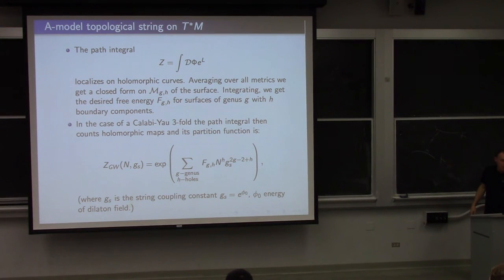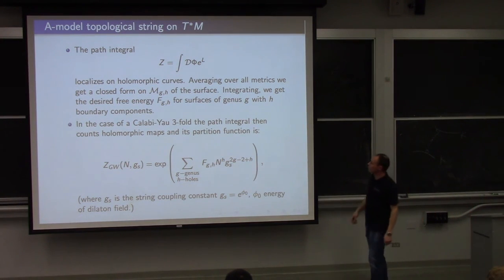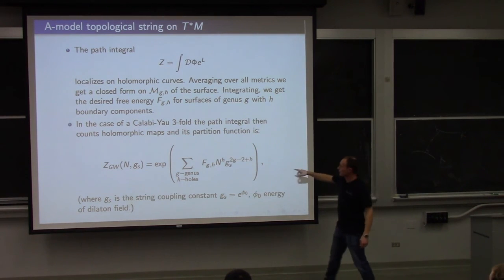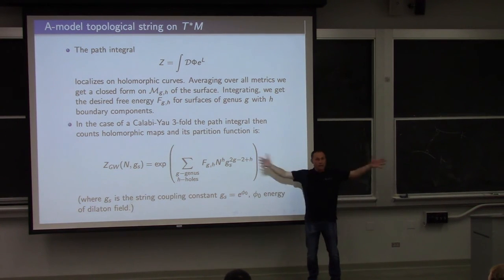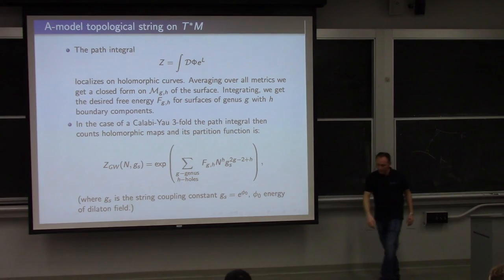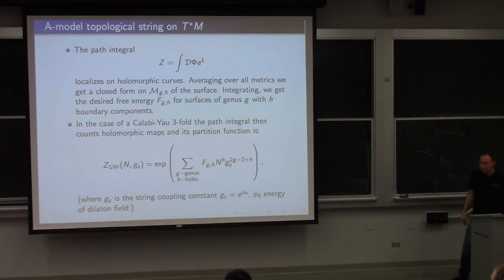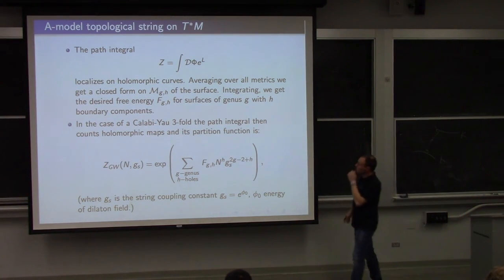Are these curves allowed to be disconnected, or are they connected only? So when I take the exponential, I guess this means I count the exponential. Then I count all the disconnected. Okay, great. So which holomorphic structure am I supposed to use with T star S?